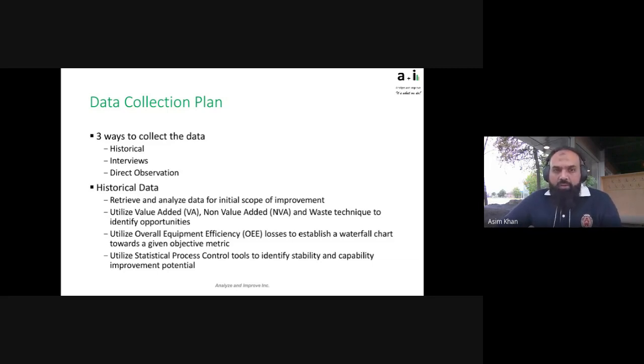Another way to look at the data would be OEE, or overall equipment effectiveness. If you have that in your organization, that's great. That usually will tell you where the losses are in the form of your availability, utilization, quantity, and quality. And that also points you in the right direction as to what the scope should be, what the focus of the problem should be.